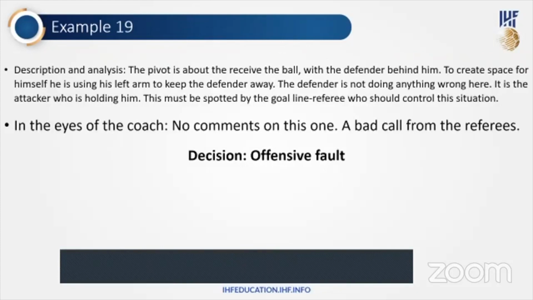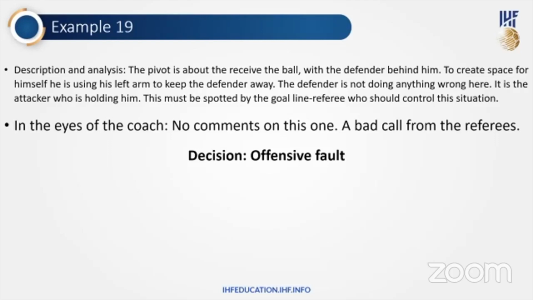Of course, very clear. He's about to receive the ball with the defender behind him. He's not in a very good position, the defender, to stop him. But to create space for himself, he's using his left arm to keep the defender away. The defender is not doing anything wrong here. It's the attacker who is holding him. It must be spotted by the goal line referee, who should control this situation.